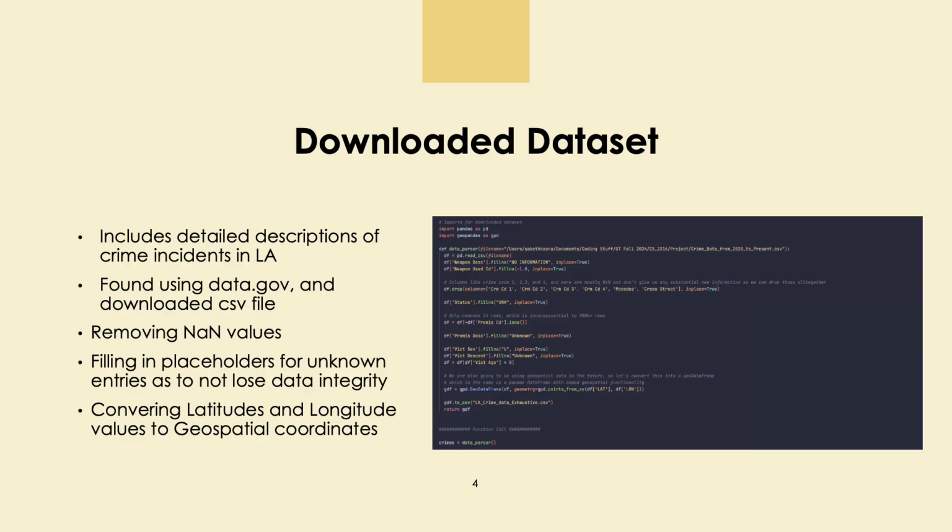The first dataset I used, which was the downloaded dataset, included descriptions of crime incidents in LA from the years 2020 to 2024, and this was found using data.gov, and we downloaded a CSV file which was further cleaned. In that cleaning process, we removed NaN values and dealt with them in other ways, such as filling them with placeholders, as well as dropping columns or rows entirely. Finally, we converted latitude and longitude values to geospatial coordinates. This was done so we could use them with the GeoPandas module from Python.